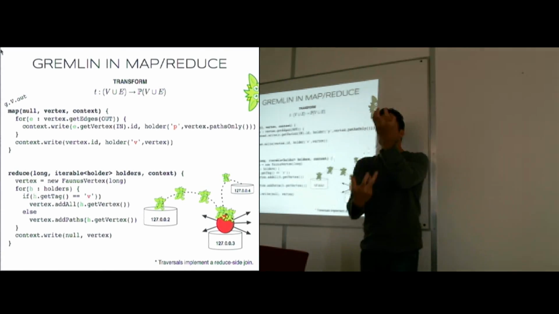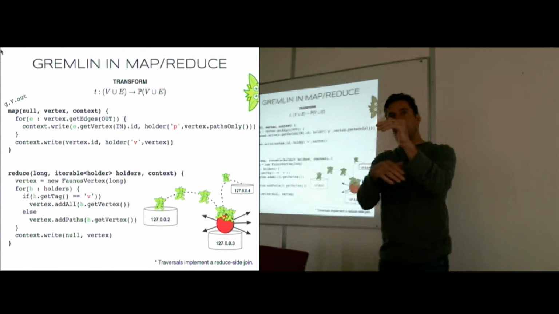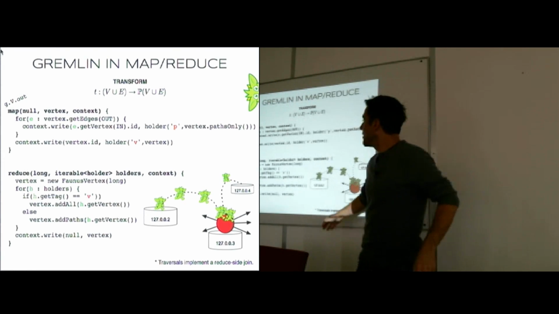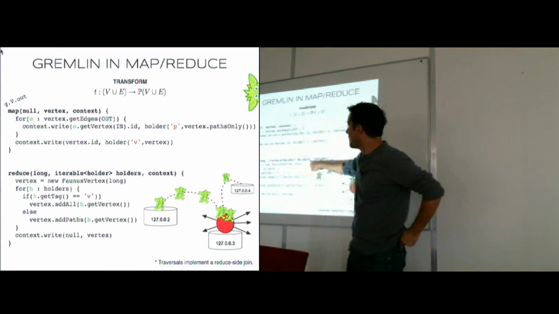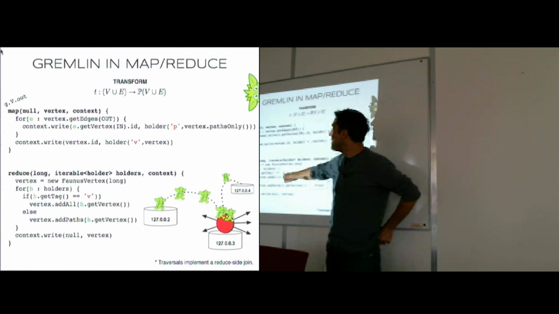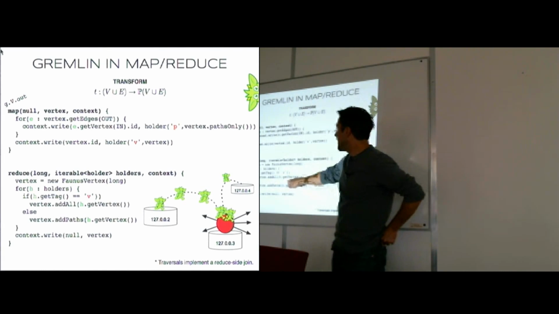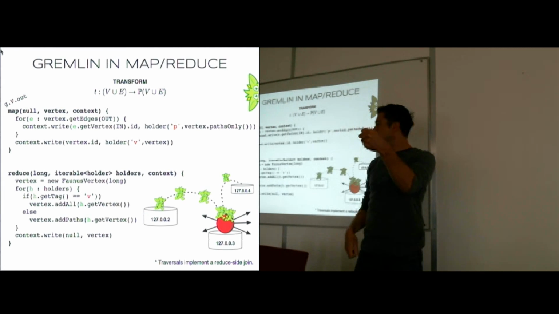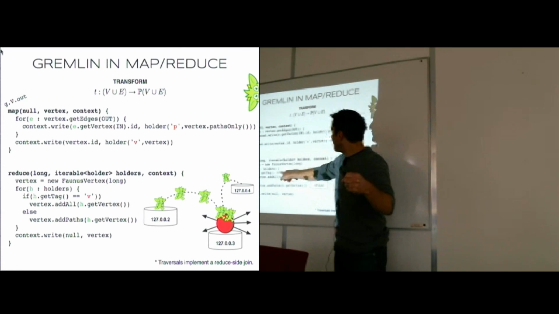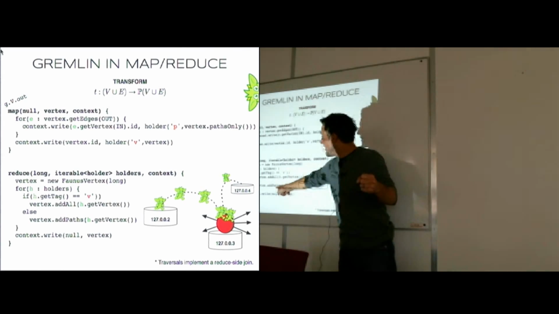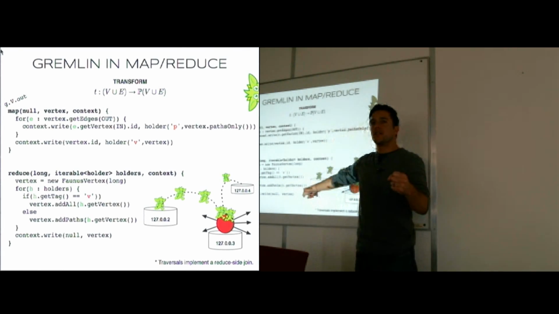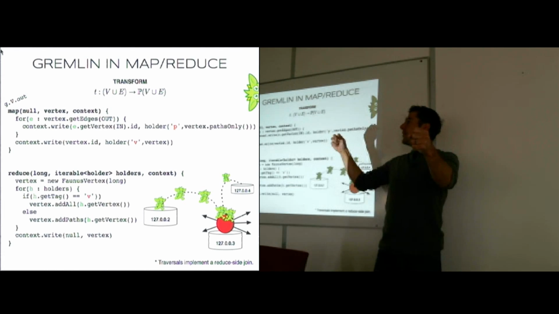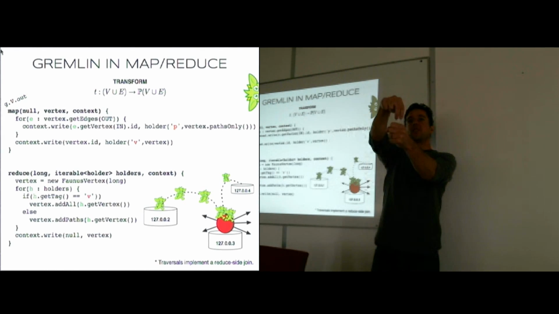But now I need to reassemble that vertex based upon the stream of incoming tags. For all the holders of that tag, if the tag is V, that's the vertex I wrote out, then add all the information about that vertex, its incoming edges, its outgoing edges, its properties. I've reconstituted the vertex. If it's not V, then it must be P, and then add the paths that you've seen to that vertex. So now that's the path information of the gremlin jumping.